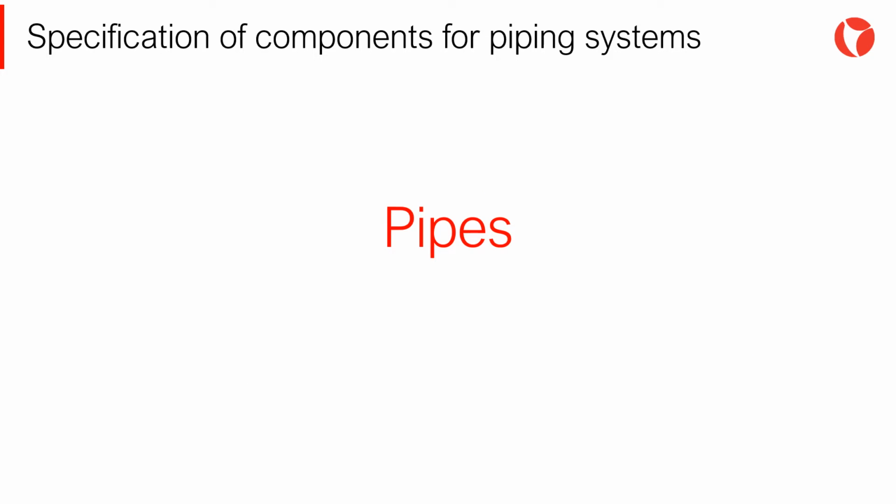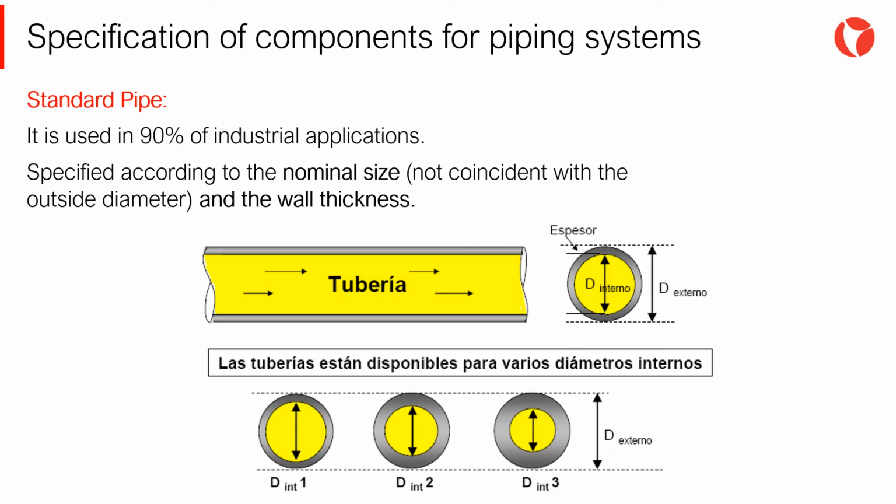Pipelines are the main element of a piping system. They are standard elements having different manufacturing methods for various applications according to the requirements of a project. A pipe is specified according to its nominal diameter and its thickness. For the same nominal diameter, the outside diameter does not change.